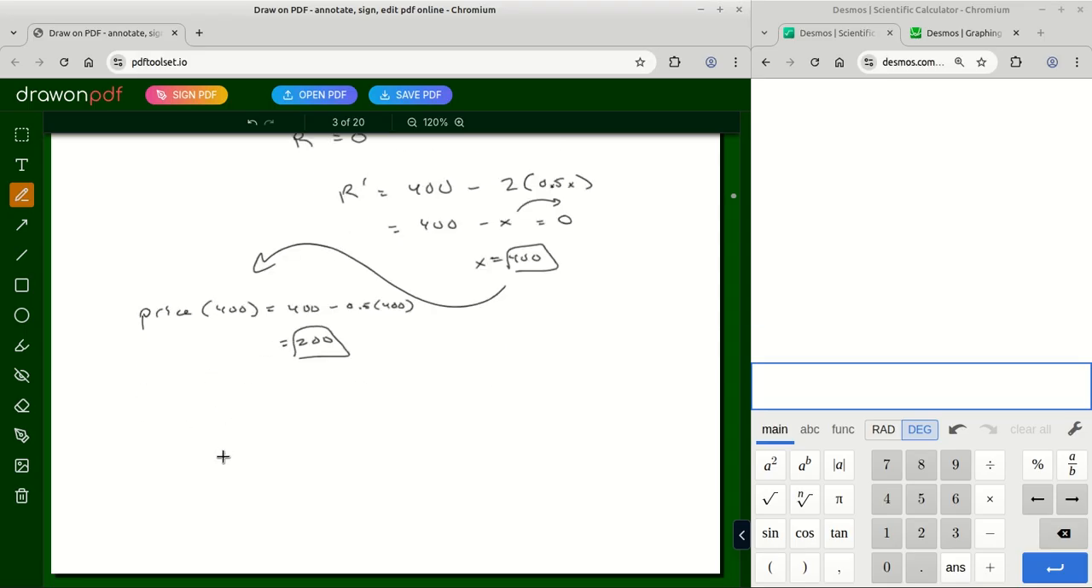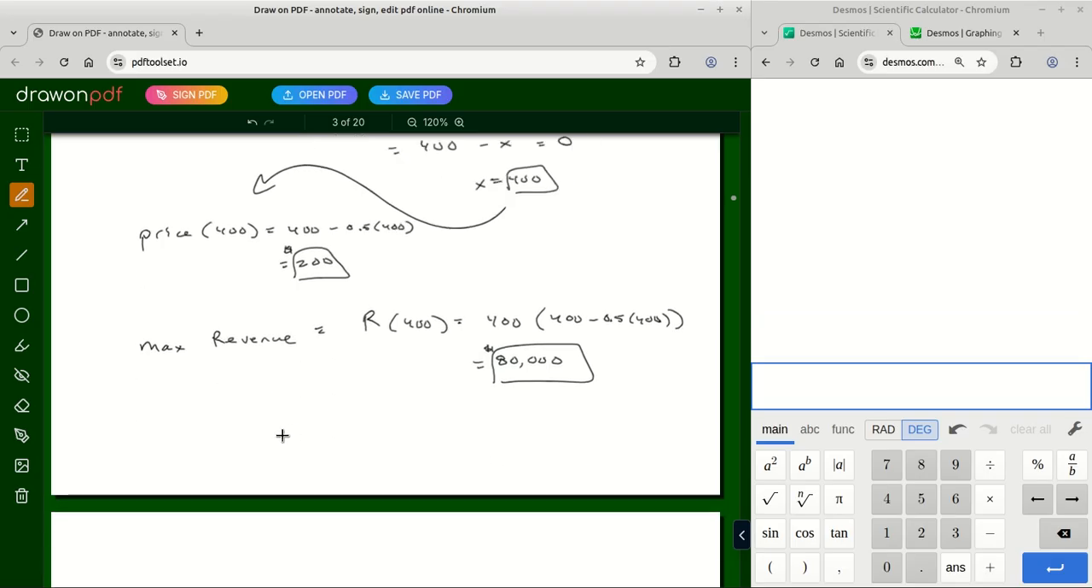Now they want to maximize the revenue, which we already did at 400, but they want the actual R of 400. And so then we're going to go 400 times 400 minus 0.5 times 400. That's a lot of 400s. And the answer is 80,000. That's dollars, I guess. Cool. Okay, so now part B, finally.